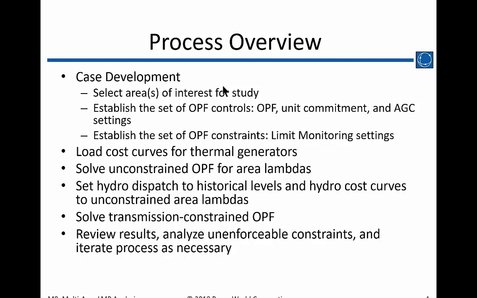We'll set up our limit monitoring settings, set up our area zone filters and things like that, just to zero in on the part of the system that we want to study and make sure that everything's aligned with that study footprint, like what the OPF controls are, AGC settings, and have our limit monitoring settings match that footprint so we're not trying to relieve constraints in Montana with generators moving in California, things like that.